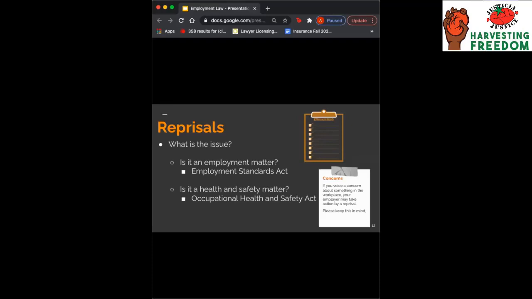So if it is a health and safety matter, Section 50 of the OHSA protects workers from reprisals. The worker is protected from reprisals if they have acted on any of their rights under the OHSA, such as refusing to perform work they believe is unsafe, followed or asked their employer to follow Ontario's occupational health and safety laws, given information to a Ministry of Labour, Training and Skills Development inspector, or testified at a hearing about occupational health and safety enforcement.